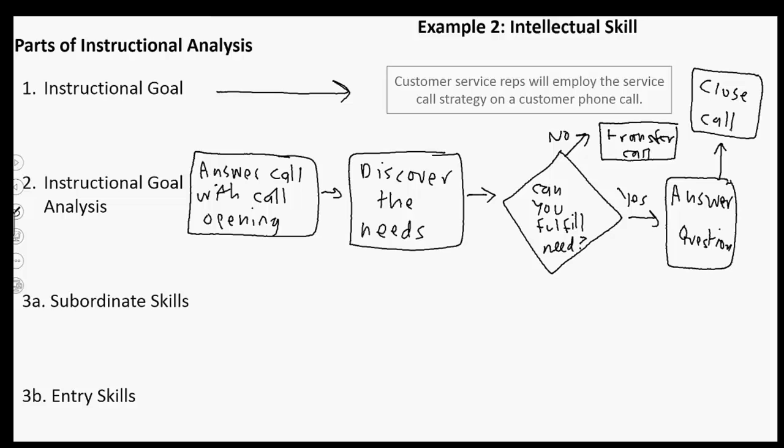Now even now as I look at this, it's not perfect because, can you fulfill the needs? If it's a no, maybe they would need to transfer the call, but they might need to also just tell them, hey, we don't have that information, or hey, I can't do that request for you. So that might not work. And sometimes answering the question is not the only thing you need to do. Maybe there's some other action that needs to be taken. So I can already tell that this isn't a perfect instructional goal analysis, but it's a start.